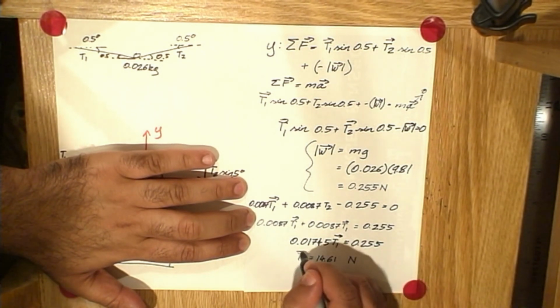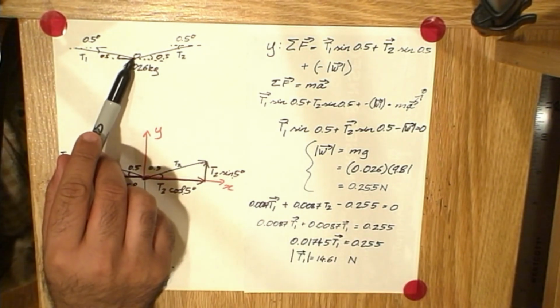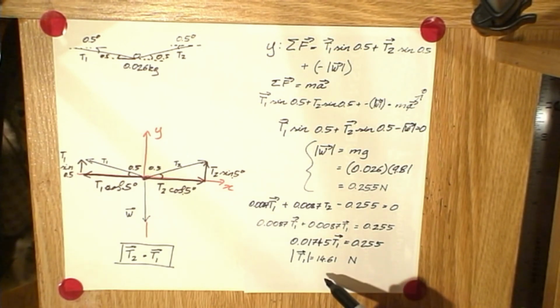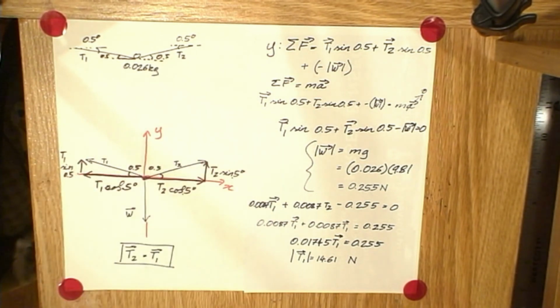This is in newtons. So that is the size of the tension in this left cable. It's considerably larger than what we got in the first part of this question, where it was only about 1 point something newtons. This is almost 10 times larger. And T2 has the same tension.